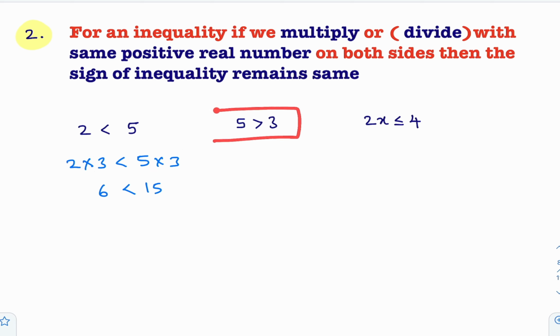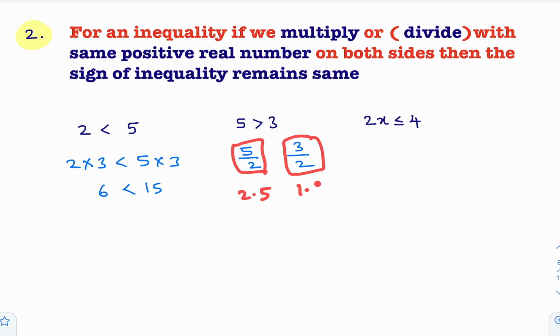See, this is one inequality. If I multiply or divide with the same positive real number, then the sign of inequality remains the same. For example, I'll divide with 2. Okay, 2 is a positive number. I divide with 2: 5 divided by 2, 3 divided by 2. What is 5 divided by 2? It means half of 5, which is 2.5, right? 3 divided by 2 is half of 3, which is 1.5. See here, is 2.5 greater than 1.5 or less than 1.5? 2.5 is clearly greater than 1.5.